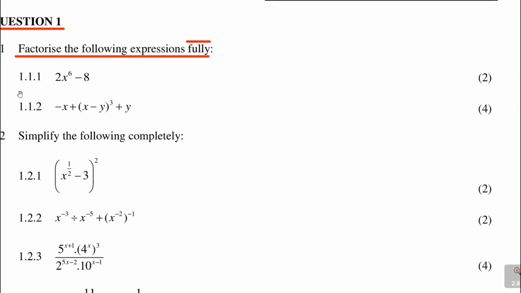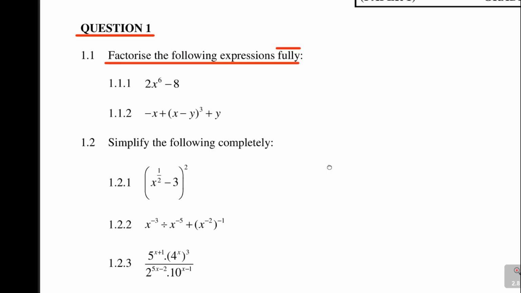What are we doing here? Question number 1. In this question number 1, we are factorizing. It says factorize the following expressions, but there is the key word, fully. Are you seeing that? All these marks, 1.1.1, 2, and 4. So you need to be very sensitive there. Let's start with the first one.